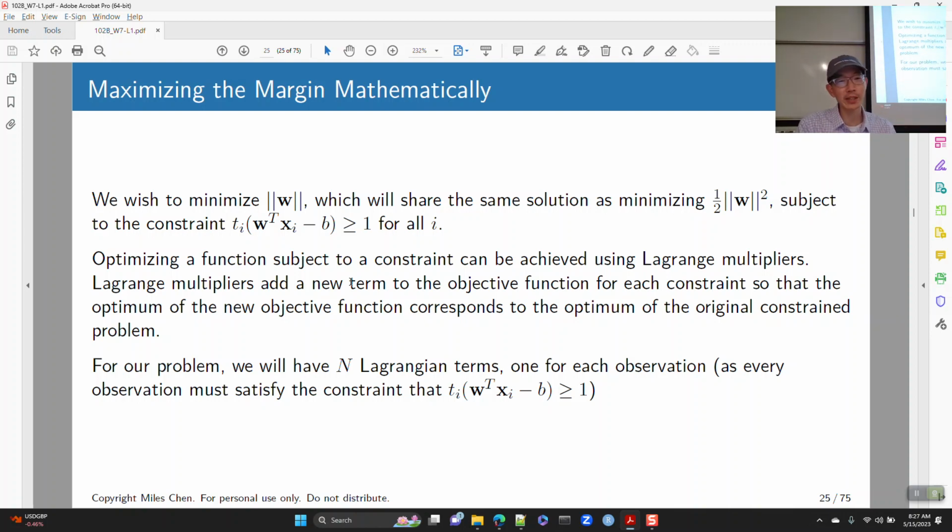And what we do is add a new term to the objective function for whatever constraint we have, so that the optimum of the new objective function corresponds to the optimum of the original constraint problem, right? We have n Lagrange terms. We have a constraint for every single point in our data set, because the constraint is that whatever boundary we pick, it has to put the point on the correct side of the boundary.